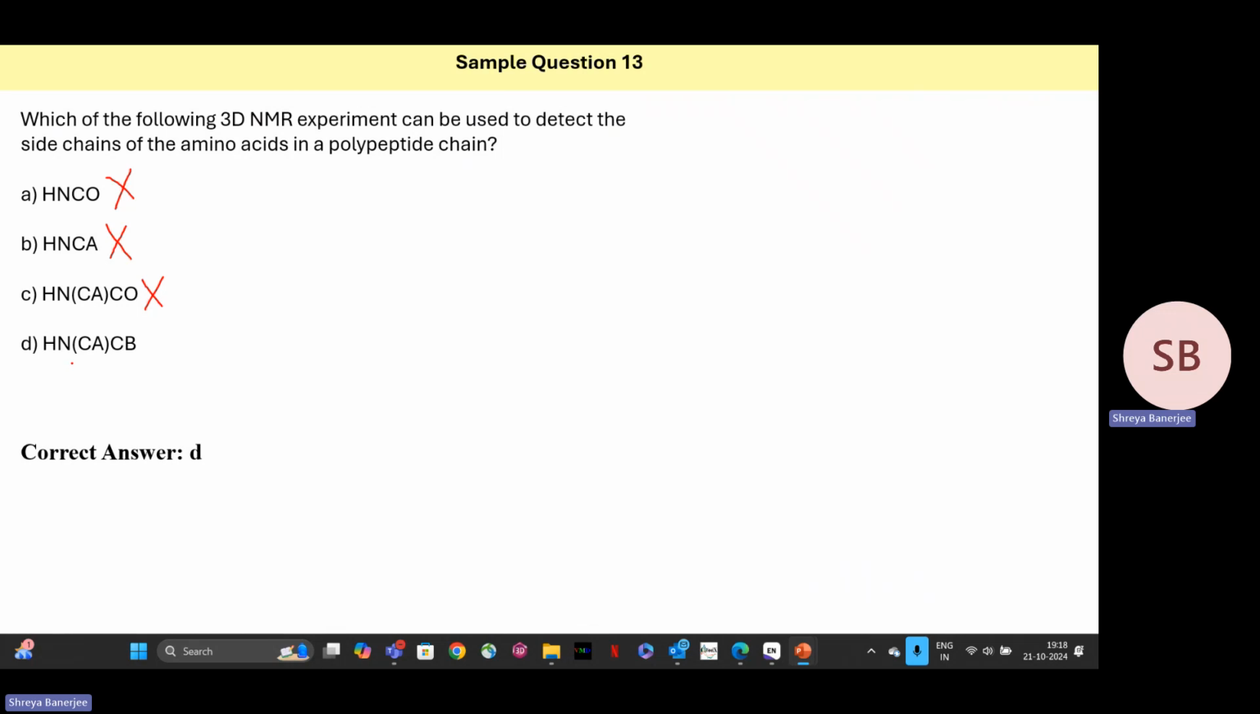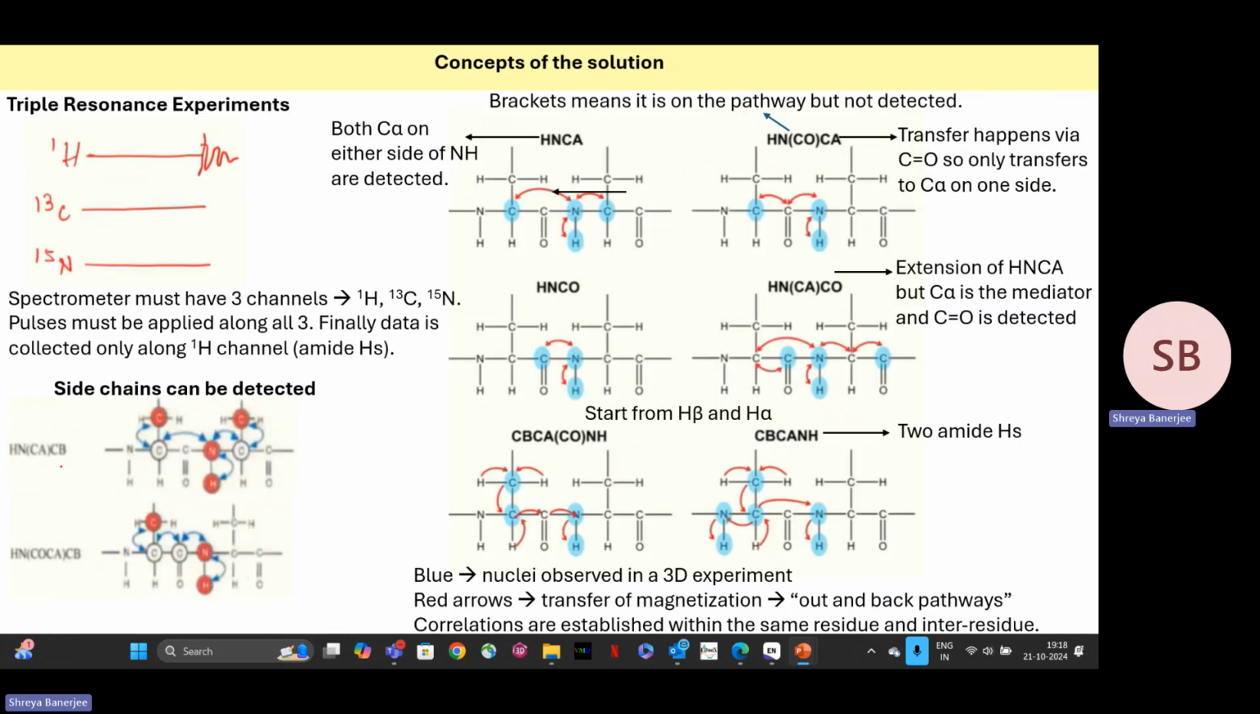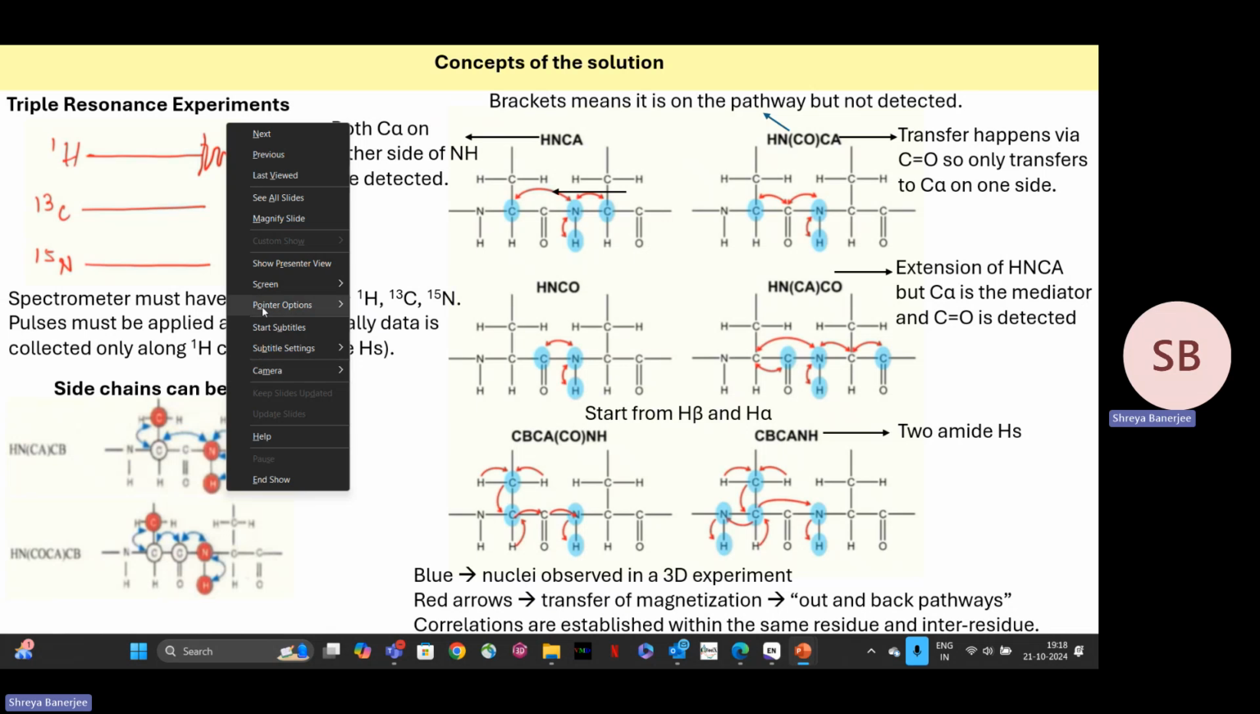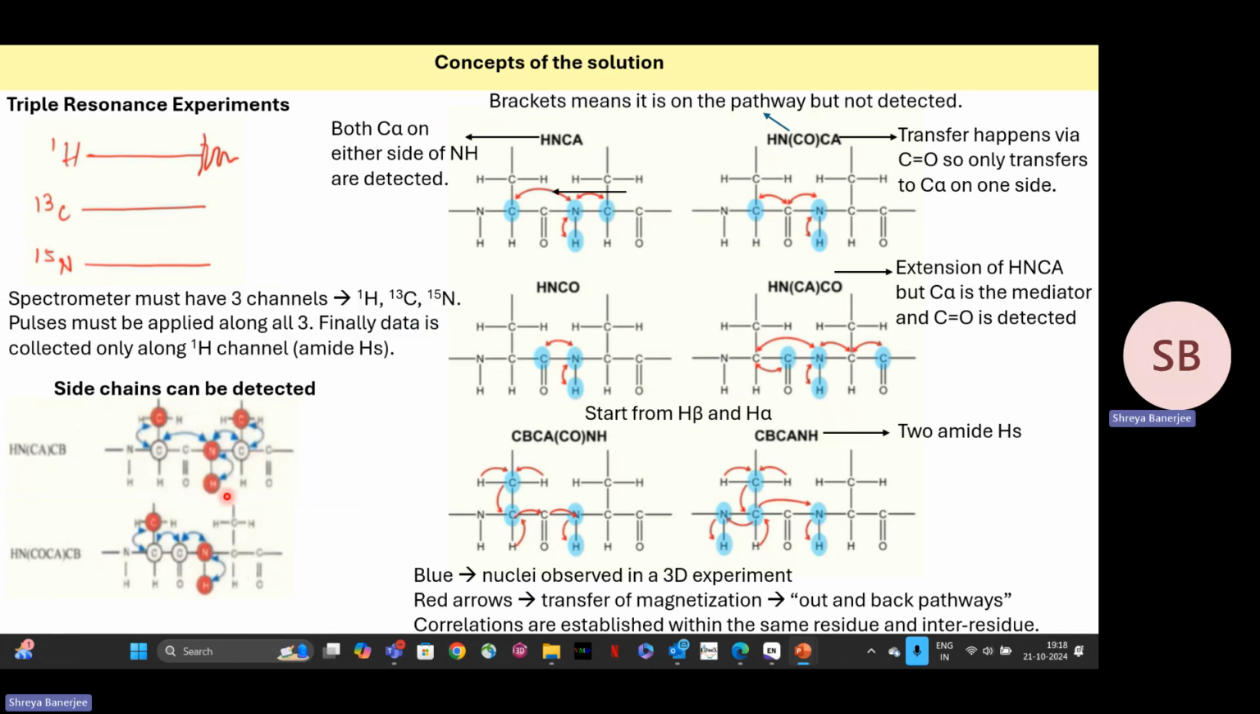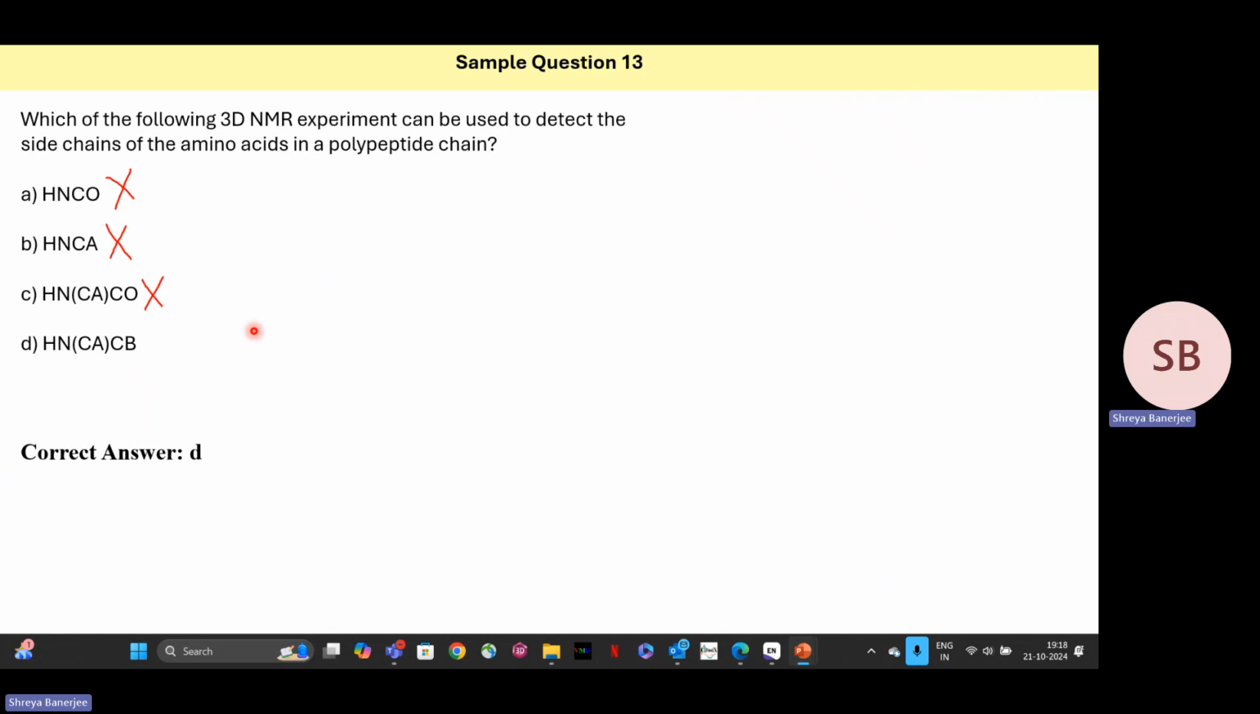And finally, you have HNCaCb, that is this one, where magnetization goes from H to N to C alpha on both sides, and from C alpha it goes to C beta. So you are entering C beta, that means you're finally detecting the side chain of the amino acid. So using this technique, you can determine what the amino acid is, because unless you know the side chain, you cannot know the amino acid. So HNCaCb helps you detect the side chain. So the correct answer is HNCaCb, that is option D.